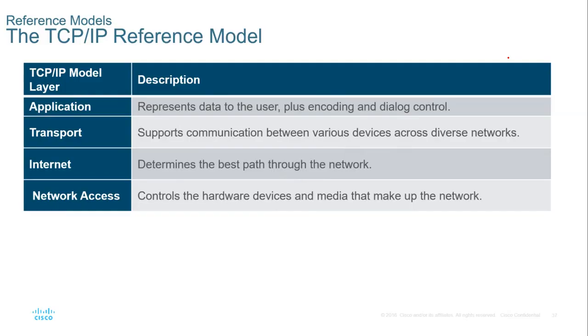So under the TCP, which is Transmission Control Protocol slash Internet Protocol reference model, we have 4 layers: application, transport, internet, and then network access layer. So application is the same as the previous application. Transport is the same as the transport on the other side, and internet is the same as the network, and then network access controls the hardware.